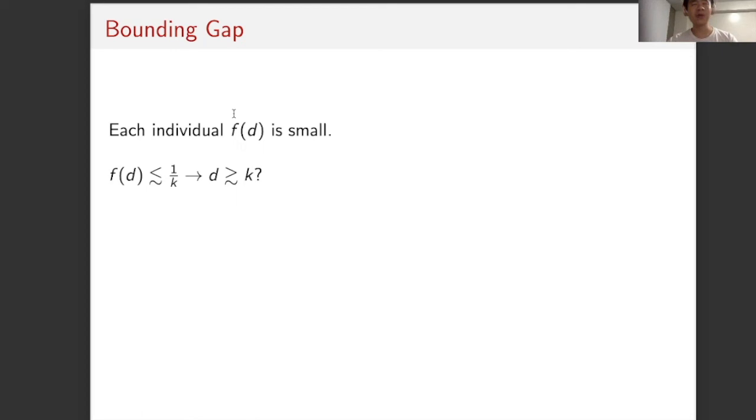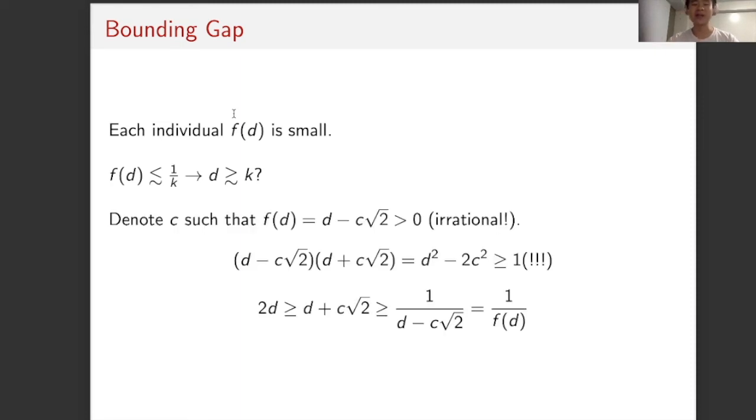Now, our hope is that if we have this fact, then the gap between the biggest b sub k and the smallest b sub 1 is at least on the order of k squared, which means that we kind of want the gap of the adjacent elements to be at least on the order of k. Well, this intuitively makes sense, but how do we show that?